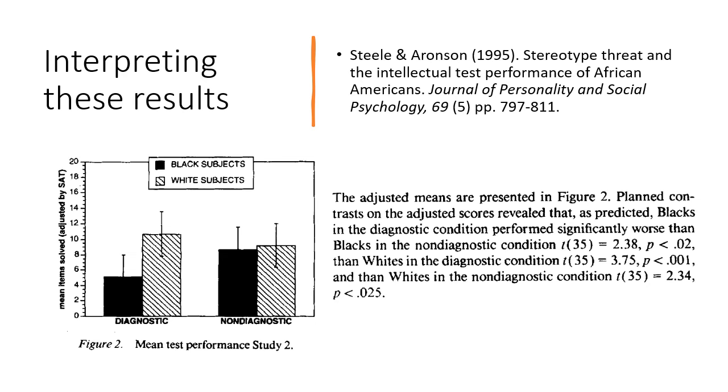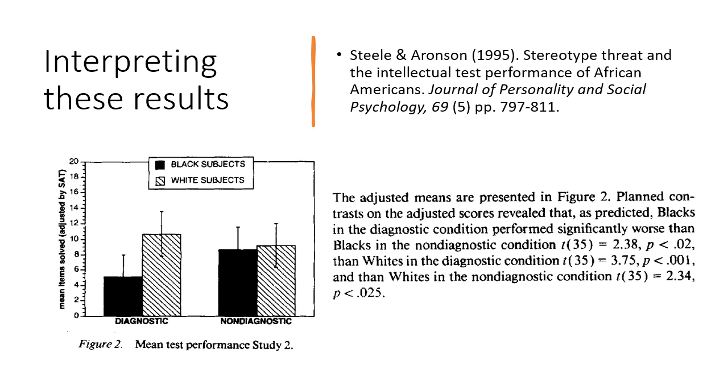35 means that's the degrees of freedom, it's close to the sample size that they had. They actually would have had 36. 2.38 refers to their score on that scale I showed you before with the 1, 2, 3. And the probability of achieving that result by chance is less than 2%. Then whites in the diagnostic condition, and then they give you probability is 0.001. And then whites in the non-diagnostic condition, probability less than 0.025.